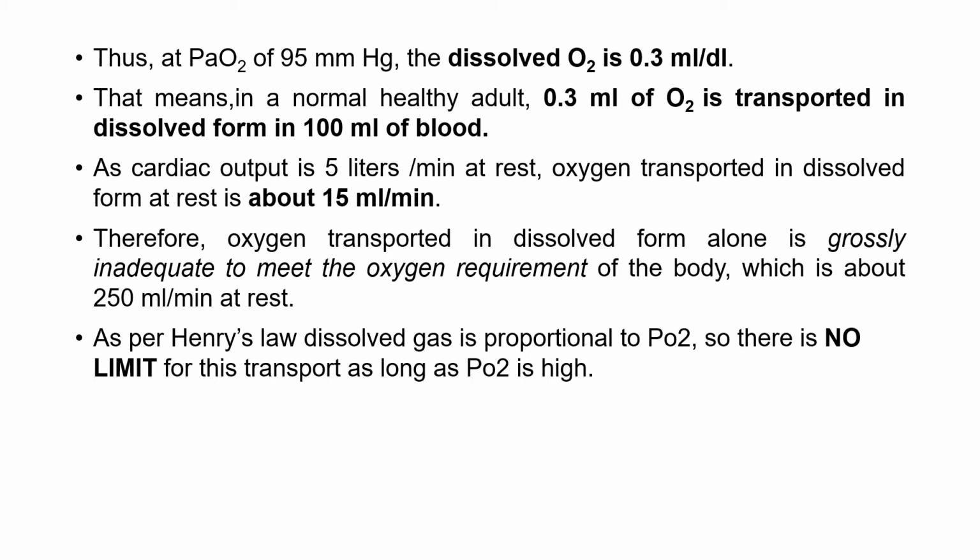Thus, at partial pressure 95 mmHg, the dissolved oxygen content is 0.3 ml per deciliter. That means in a normal healthy adult, 0.3 ml of oxygen is transported in dissolved form in 100 ml of blood. As cardiac output is 5 liters per minute at rest, how much oxygen will be transported? That will be 5 liters into 0.3 ml. This will come to about 15 ml per minute.